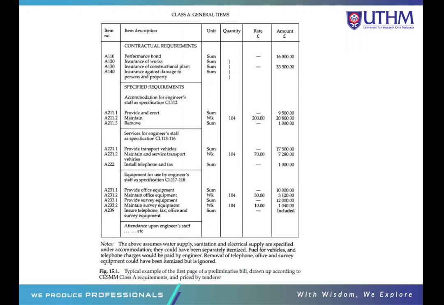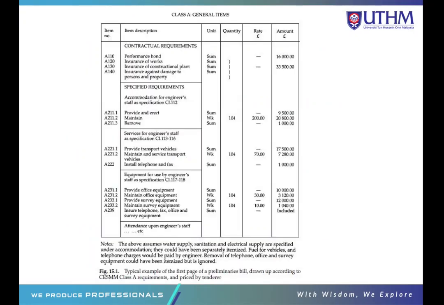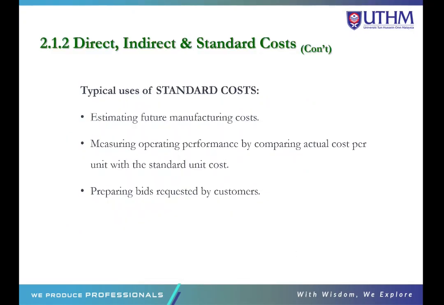Okay, you have a standard rate for a certain type of works or a certain type of materials. Okay, this is what we call direct, indirect, and standard costs. Typical uses of standard costs: estimating future manufacturing costs, measuring operating performance by comparing actual costs per unit with the standard unit cost, and preparing bids requested by customers. Okay, this is what we mean by standard costs.